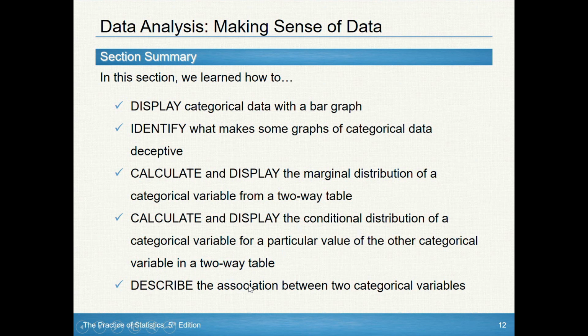So pretty quick lesson, but three really important things here: marginal distributions, conditional distributions, and describing the association. All right, so make sure those three things are very clear to you, because it's going to be very important as we move forward in the course.